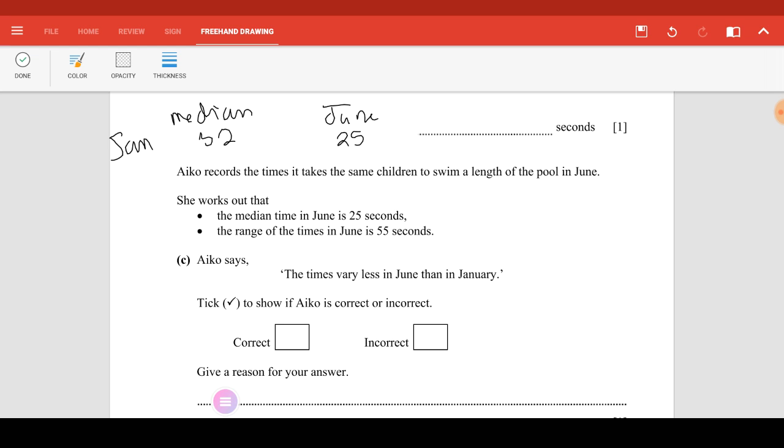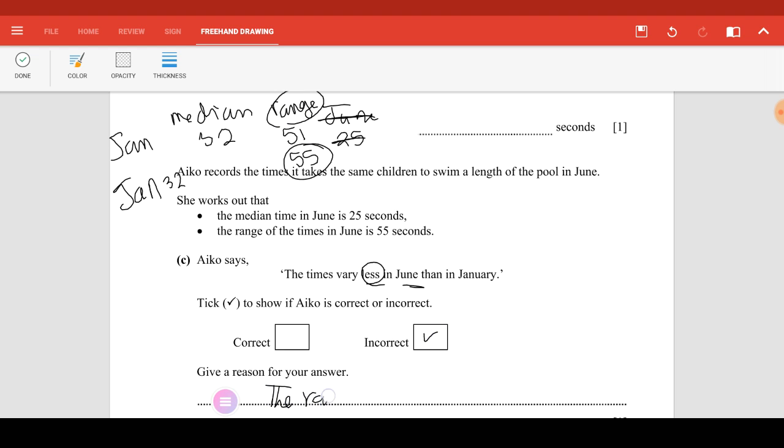The range, okay, the median in January is 32. The range was 51 and this is 55. Echo says the times vary less in June than in January. Do you remember when I told you that to get variation you need the range to be bigger? So this is incorrect. Why? Because the times vary less in June, the range for June is bigger, so it's incorrect.